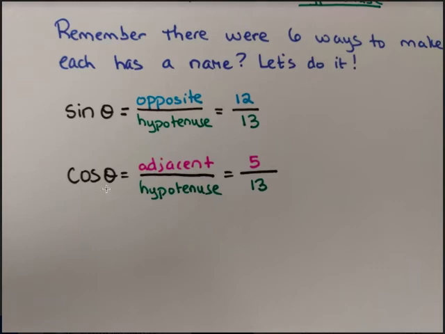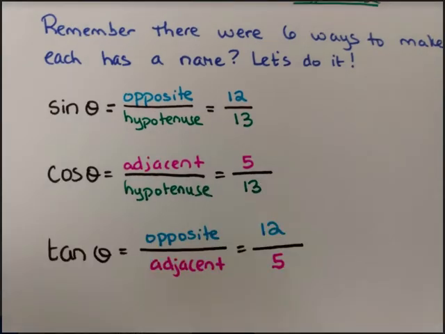Cosine theta, abbreviated COS, compares the adjacent to the hypotenuse. That would be 5/13. And the tangent of theta compares the opposite to the adjacent. Tangent is the one that leaves the hypotenuse out of the problem. That would be 12/5.